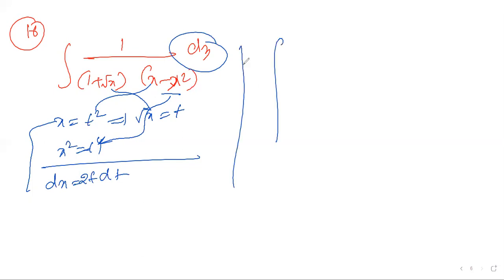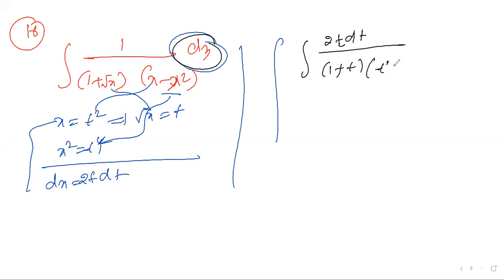Let us substitute it here. dx is 2t dt, so the integration of 2t dt in the numerator. The denominator is 1 plus root x, which means t, plus x, which means t square, minus x square, which means t power 4. These are the things we got. Still any questions? No, sir. Or am I doing something wrong? It's clear, everything is fine. Now next, 2t dt by 1 plus t.